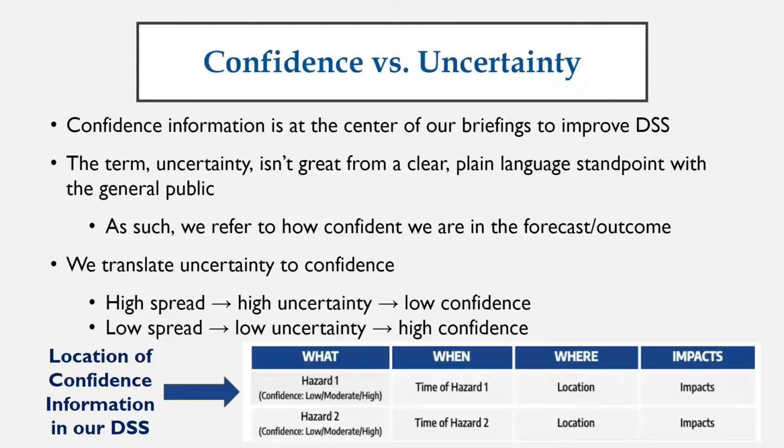Ultimately, the general public especially can be confused by it, as it can be misinterpreted as "we don't know," which is certainly not the case. So we translate uncertainty to confidence, and we use forecast uncertainty and forecast confidence pretty synonymously. This is just an example: high spread means high uncertainty means low confidence. And you can see in our new DSS briefings where the location of confidence information will be. Right after the what, it'll say confidence: low, medium, moderate, or high. Next slide.